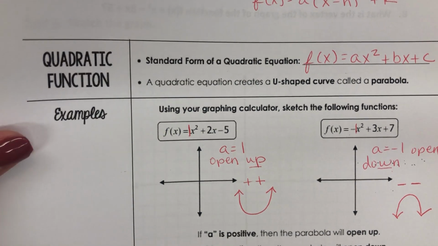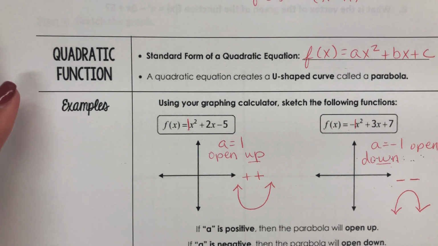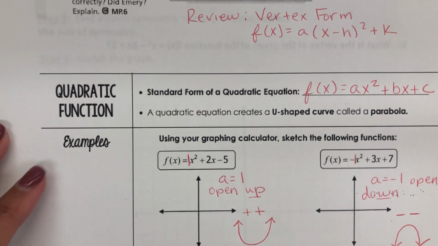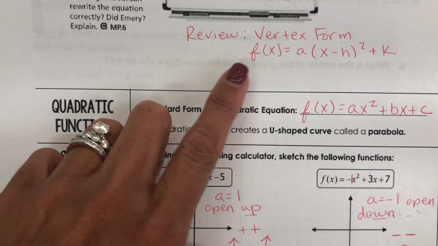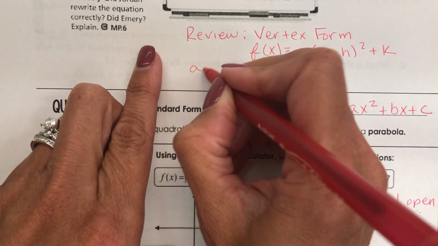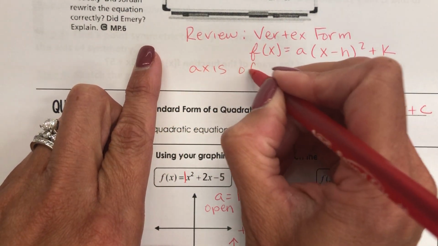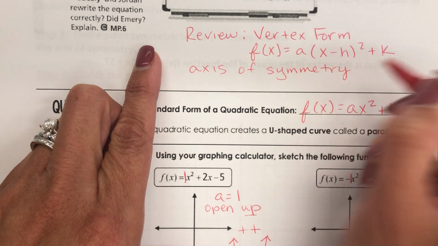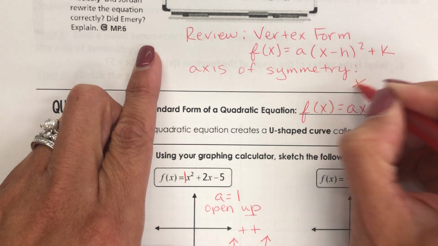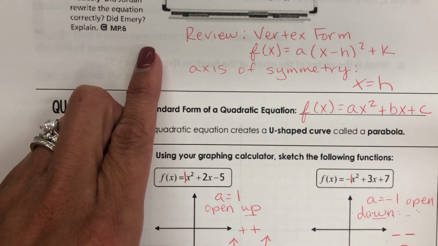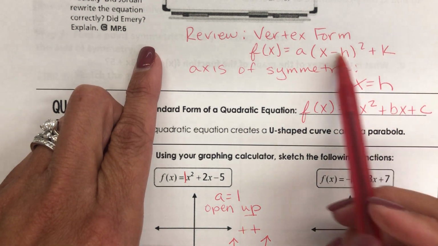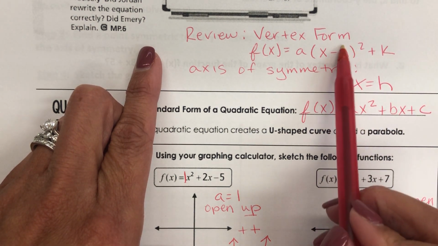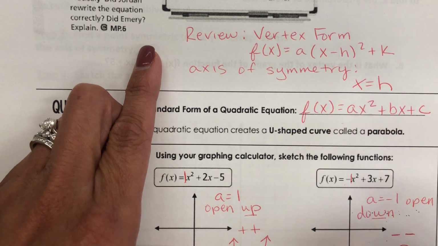All right, so let's move on here. Axis of symmetry. Just a quick review, let's go back up to vertex form. The axis of symmetry is given by x equals h in the vertex form. So whatever this value is here, that's your axis of symmetry.